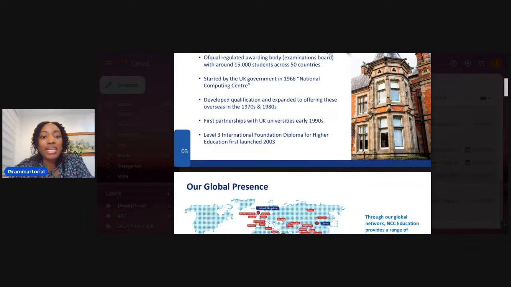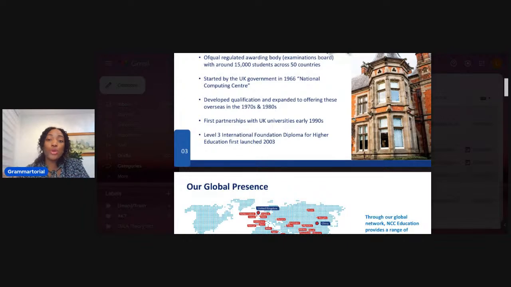The IFD is a level 3 education for higher education. What that means is that with the IFD, you can progress onto a bachelor's degree. If you're thinking of switching career, like I posted earlier, maybe you studied accounting or law and you have a sudden change of mind and you say, I think I want to do computing, or I want to do nursing, then the IFD can actually be your springboard for your career change.